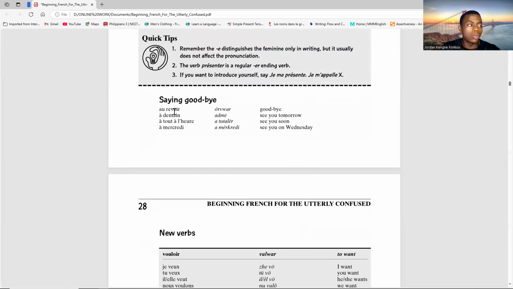Saying goodbye, you could say au revoir, which will mean goodbye. À demain, which will mean see you tomorrow. À tout à l'heure, which means see you soon. À mercredi, which means see you on Wednesday.